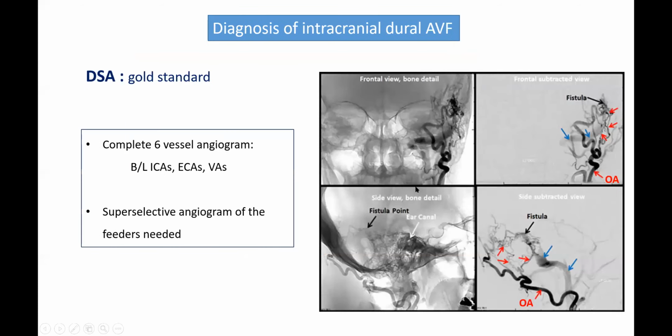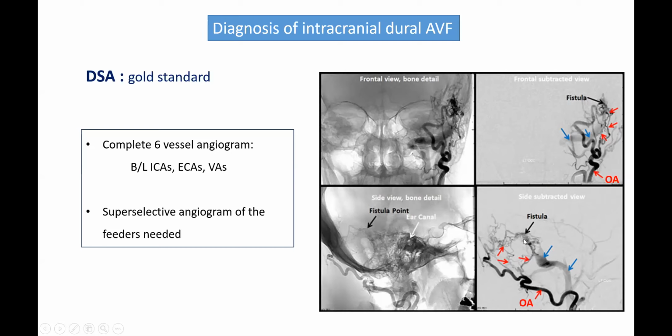But as I already mentioned, DSA is the gold standard, and we need to do a complete 6 vessel angiography: bilateral internal carotid, bilateral external carotid, and bilateral vertebral arteries, to see feeders from all the possible arteries. We also need to do a super selective angiogram from the feeders, so we have much more detailed information on the feeding artery, the shunt point, and the draining veins. In this example, this is the occipital artery, a branch of the external carotid. This is the super selective angiography of the occipital artery. We can see this is the fistulous point and then the draining vein into the transverse sigmoid sinus.